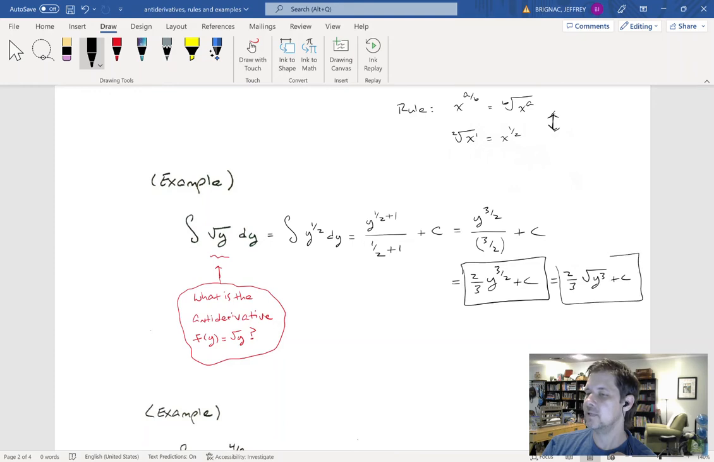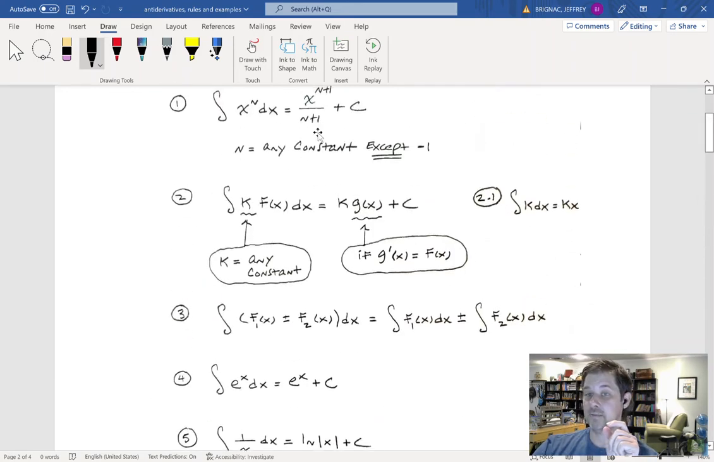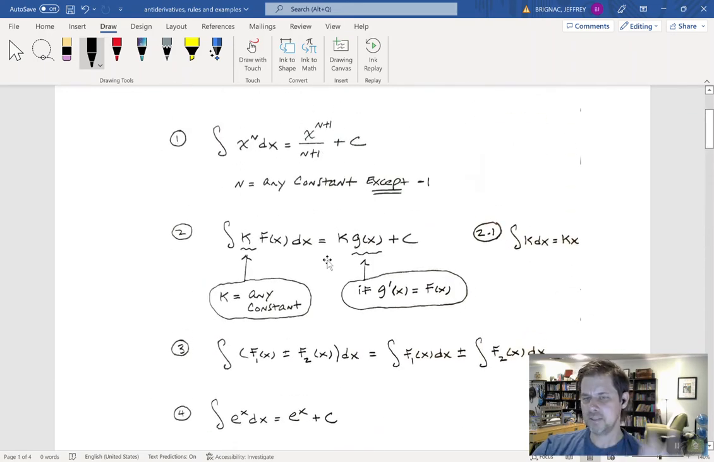Why is that correct? Well, because this is our equivalence. This is our rule between fractional powers and roots. So y to the 3 over 2 power is also the square root of y to the 3rd power. All right, so I'll give you both of those just in case. I never know what the future holds, and I want you to know that they're the same. So I used that rule right here. Now let's talk about some of the others.